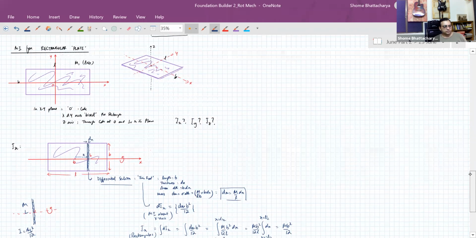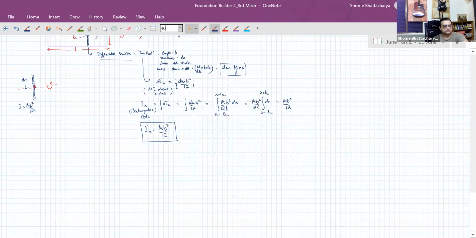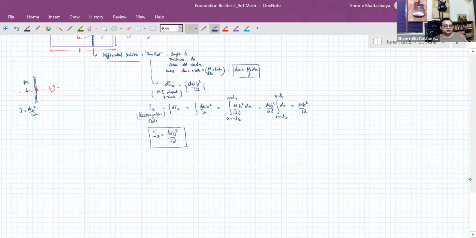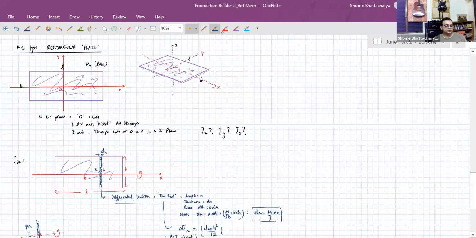Okay. So yeah, things will get too small. So let's, okay, just take down the heading and this first, then we'll come back to the working for moment of inertia about the x-axis.